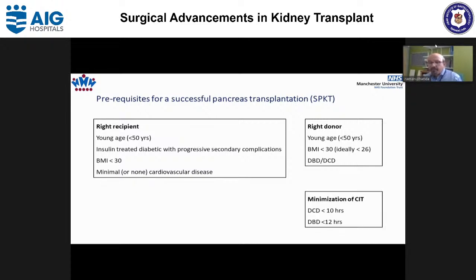You try to minimize the cold ischemic time as low as possible. For DCD donors, we aim for less than 10 hours, whereas for DBD donors, it's less than 12 hours. Can you all hear me okay?